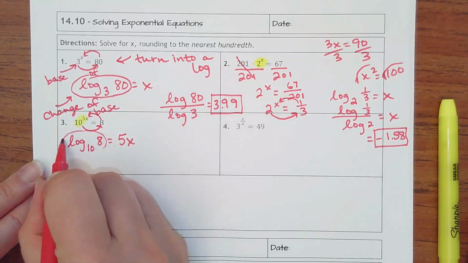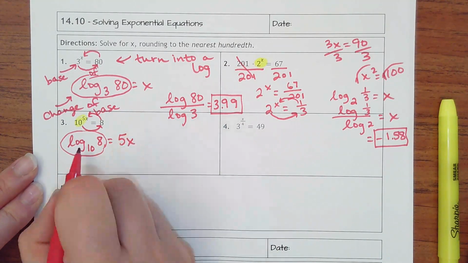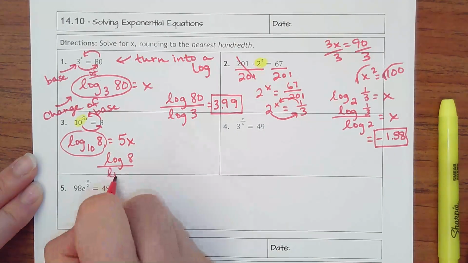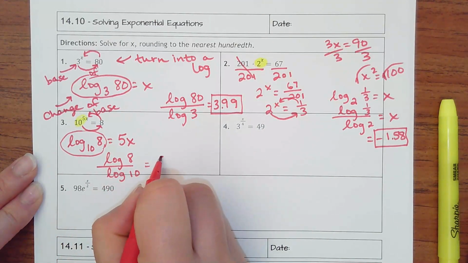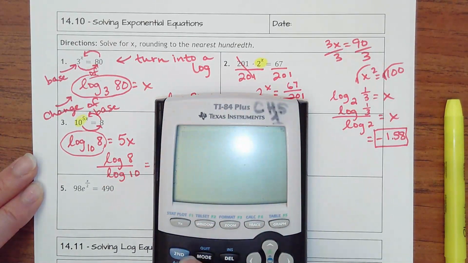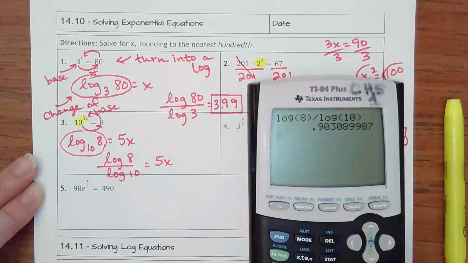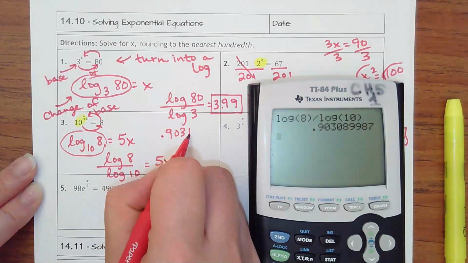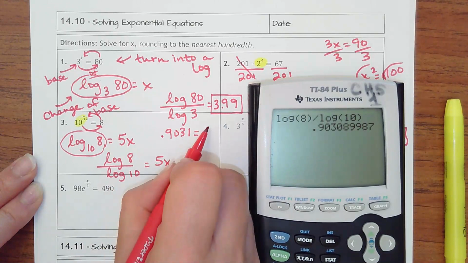So what I'm still doing is changing a base with this. So I'll have log of 8 divided by log of 10 equaling 5x. So we'll do log of 8 divided by log of 10, that's going to get a decimal. So 0.9031, I'll have some digits here, and that equals 5 times a number.